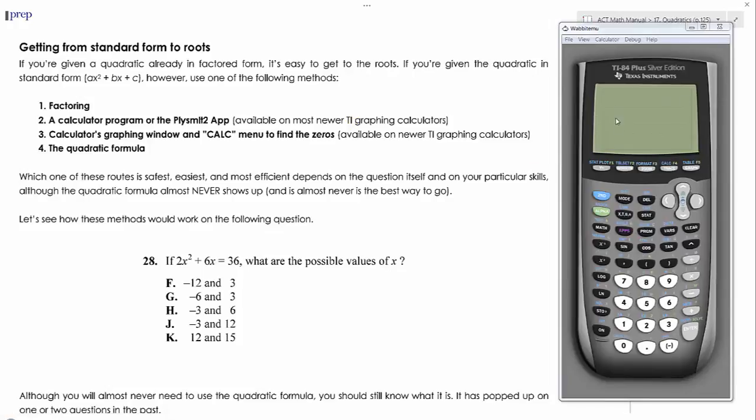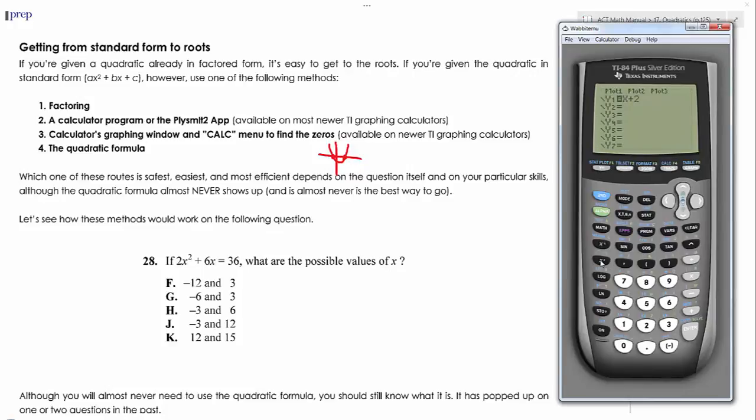We could use the app that I just pointed out, or the calculator program QuadForm or QuadNew. We can also use the graphing window. Remember that we can always graph a quadratic, and based on that graph we can either approximate where the intercepts are, where the zeros are, or the calculator actually has a function whereby it will determine.